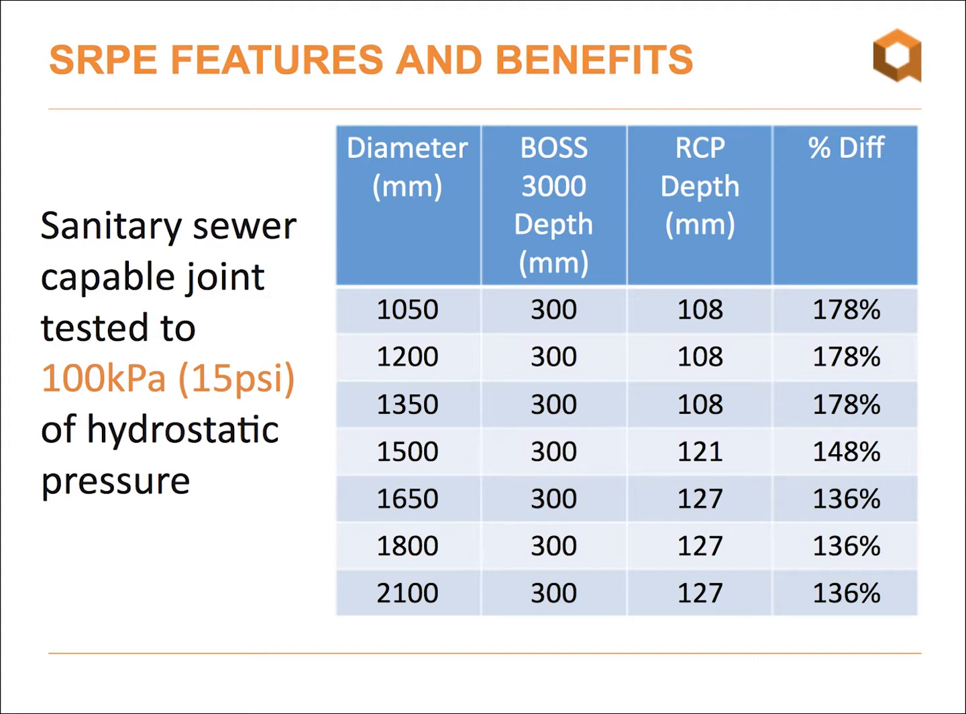By doing this, we wanted to have the deepest insertion of these large diameter pipe offerings. So we offer up to twice the insertion depth compared to more traditional large diameter pipe material in the marketplace. We feel this will help withstand potential differential soil settlement or potential pullouts. Also, our joint is sanitary sewer capable. At our facility, we will test our joint to 100 kPa or 15 psi of hydrostatic water pressure as per the requirements of the CSA standard.